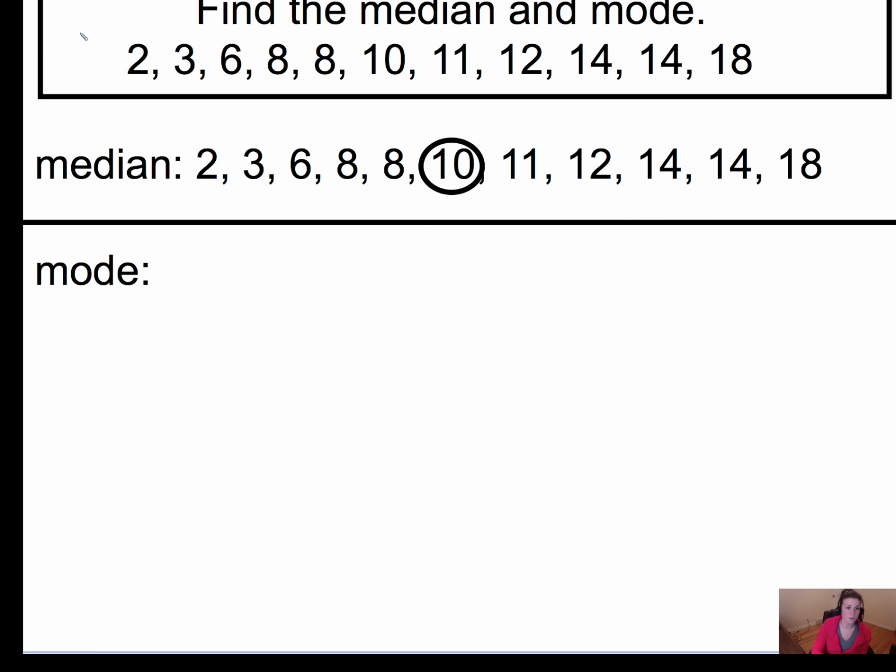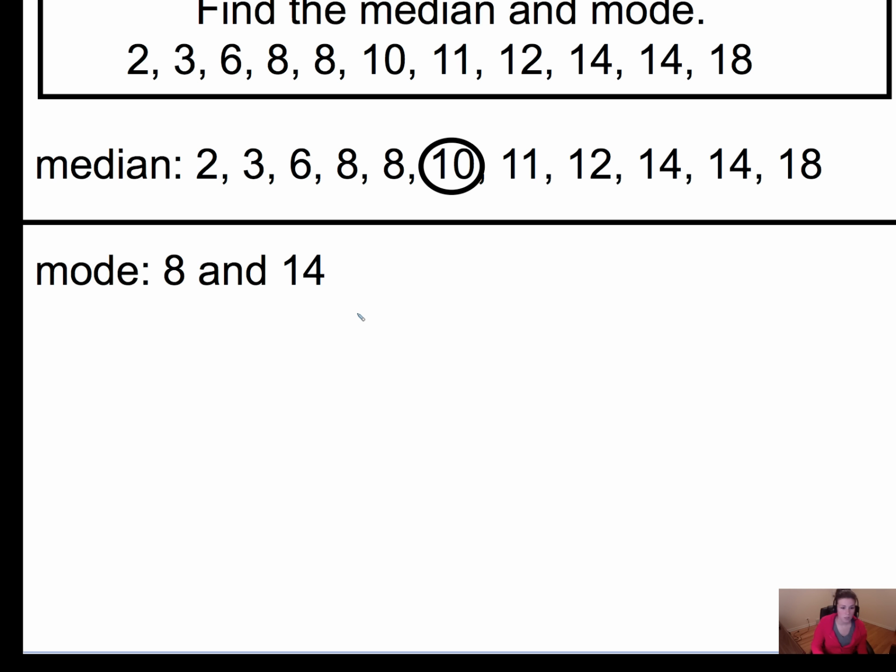And then for the mode, we want to find the number that occurs most often. Since they're in order right here, let's look and see. We've got a 2, 3, 6. Those all only appear once. 8 appears twice, so I'll keep that in mind. 10, 11, 12, 14 appears twice, and then we've got an 18. In this case, what you would do is list both 8 and 14 as your mode. So I would simply write 8 and 14.